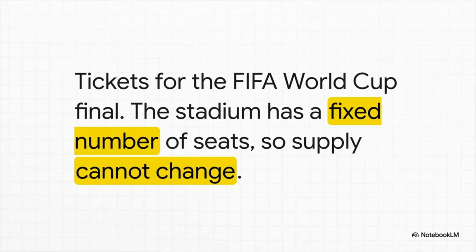Need a perfect real-world example? Think about tickets to the World Cup final. There are only so many seats in that stadium, period. They can't just add a new grandstand an hour before the match starts, right? The supply is totally fixed, so when demand goes crazy, the only thing that can move is the price.